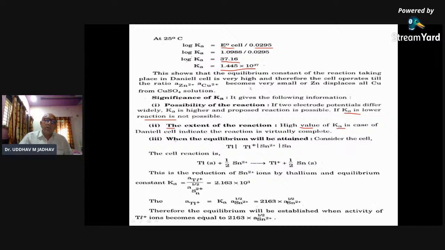नंतर तिसरं सिग्निफिकन्स आहे, when the equilibrium will be attained. म्हणजेच सेल दिलेला आहे, त्याची इलेक्ट्रोड रिॲक्शन दिलेली आहे, ती रिॲक्शन केव्हा घडेल किंवा किती वेळामध्ये तिचं इक्विलिब्रियम स्टेजला जाईल किंवा ती पूर्ण होईल हे आपल्याला ठरवता येतं. फॉर एक्झाम्पल, सपोज हा टिटॅनियम इलेक्ट्रोड आणि हा टीन इलेक्ट्रोड, म्हणजेच हा सेल Ti dipped in solution of Ti⁺ आणि Sn dipped in solution of Sn²⁺.